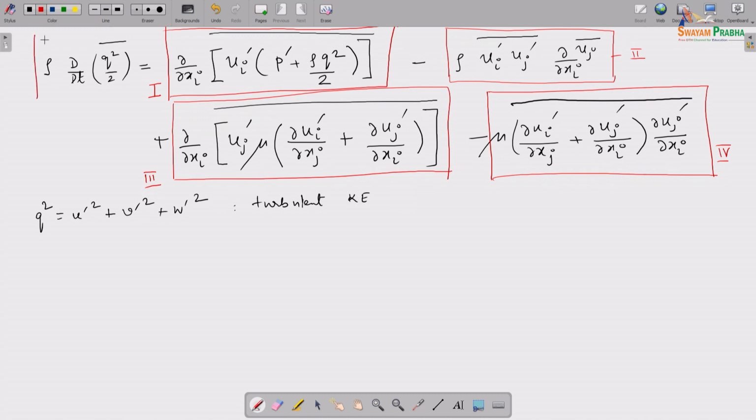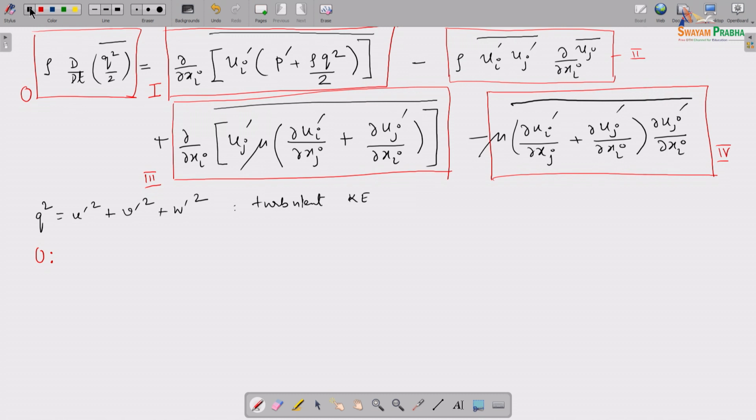Let us also label the first part. Let's call that O. Now these terms mean something, and that is important. So let me write down what these mean. If you look at this, what does the first term mean? Q square is the turbulent KE.